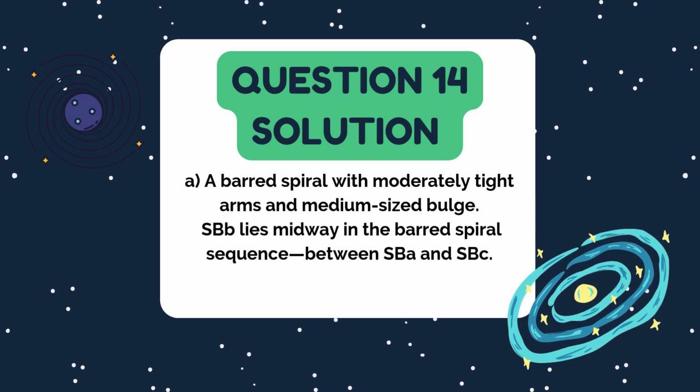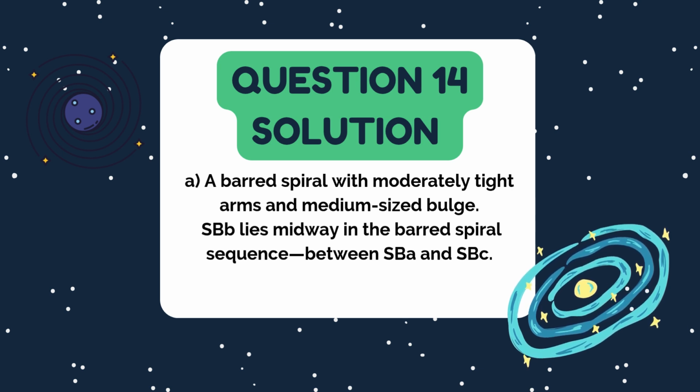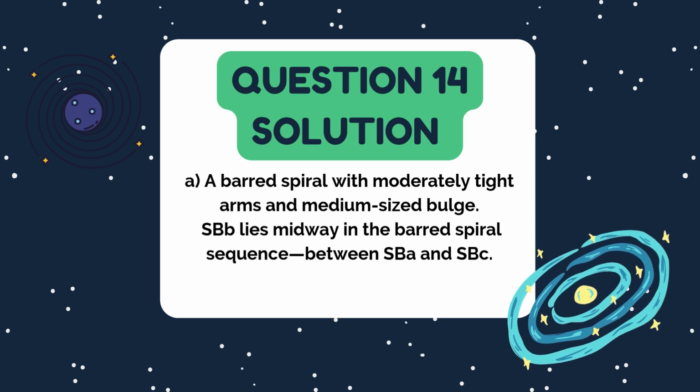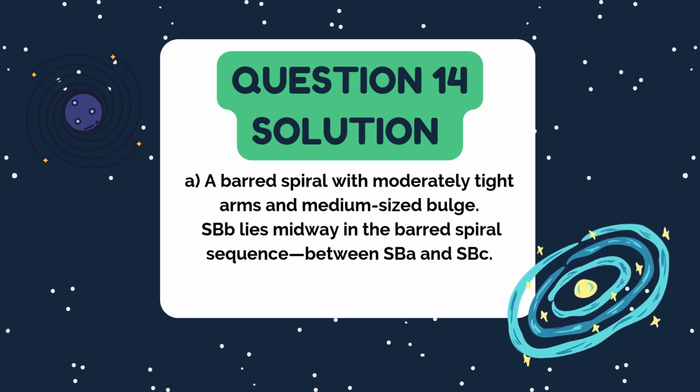The answer is A. A barred spiral with moderately tight arms and medium-sized bulge. SBB lies midway in the barred spiral sequence, between SBA and SBC.